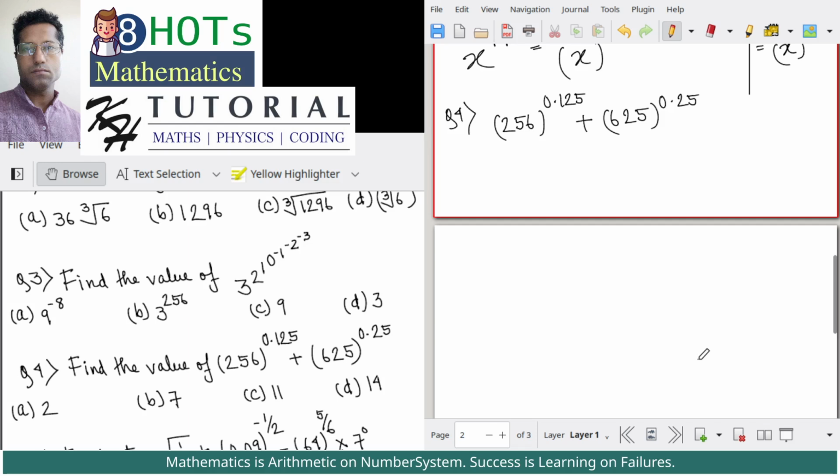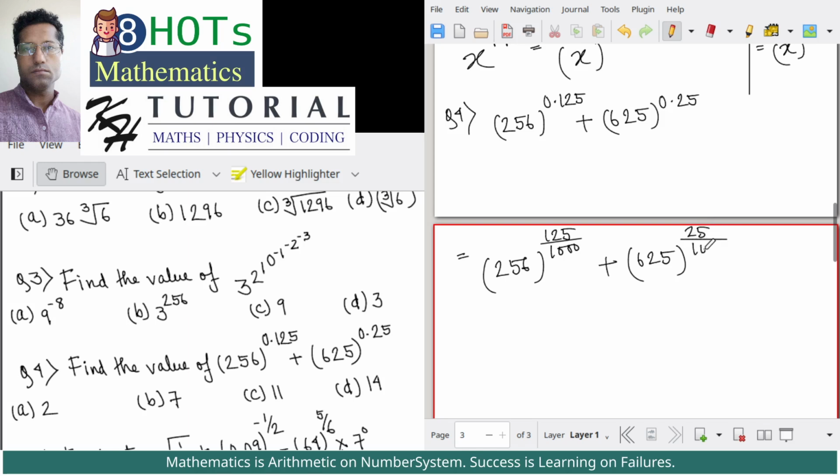Okay. Now the powers we can see are in decimal form. We have to first convert them into rational form. So first let's express the powers as rational numbers. So we have 256 whole raised to the power 0.125, which is 125 divided by 1000, plus 625 whole raised to the power 0.25, which means 25 divided by 100.